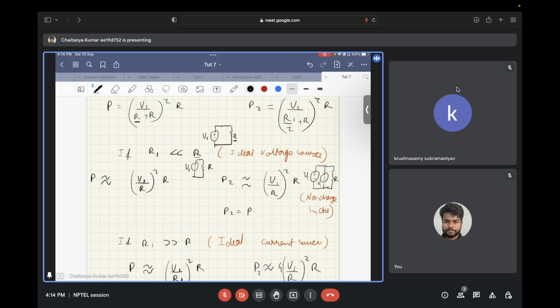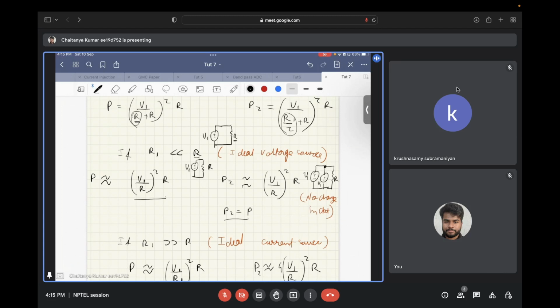So in this case, P1 is approximately equal to, since R1 is much smaller, we can neglect it in the denominator. So P1 is approximately equal to V1 square by R. And again, since here also R1 can be neglected, P2 is again equal to V1 square by R. So P2 is same as the previous case.